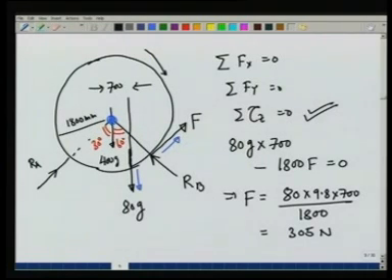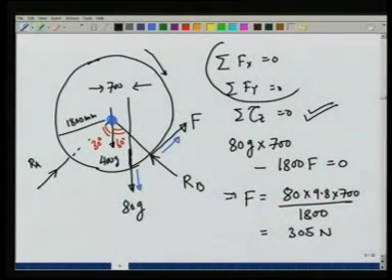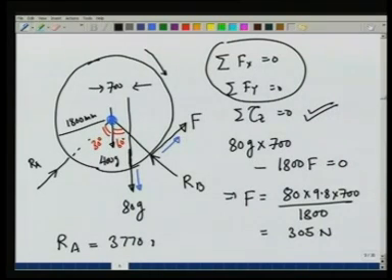Having determined the frictional force F, it is easy to find R A and R B by taking the force conditions. I will leave that exercise for you, but give you the answer, which comes out to be R A is equal to 3770 newtons and R B comes out to be equal to 2352 newtons.